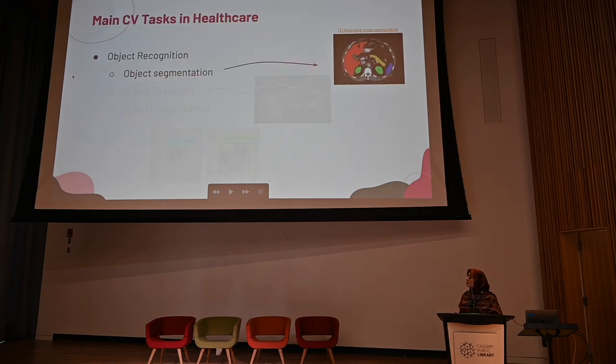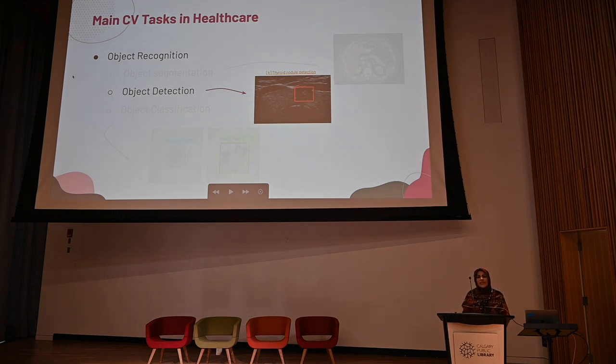All right, so let's move to the main computer vision tasks and start with object recognition, which is a base for a variety of applications in healthcare. So usually object recognition includes three main tasks. The first one is object segmentation, which means grouping pixels into meaningful areas. As you can see here, there is an abdomen CT example, and automatic segmentation delineates organ areas. For example, you can see the segmentation of liver, kidney, pancreas, and spleen here.